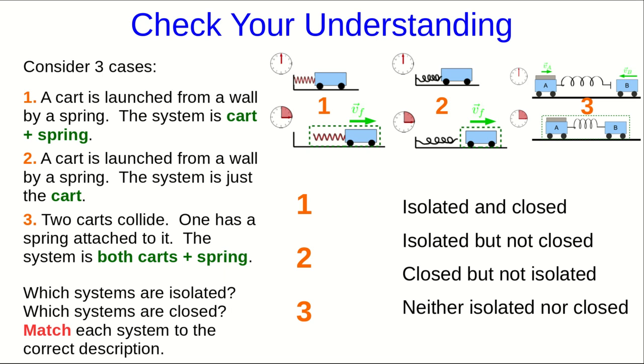One is a cart launched from a wall by a spring, with the cart and the spring both in the system. Another is a cart launched from a wall by a spring, but with the system being just the cart. And the third situation is two carts colliding. One of them has a spring attached to it, and the system is both carts and the spring. And think about which of these systems are isolated and which of them are closed, and match each system to the correct description.